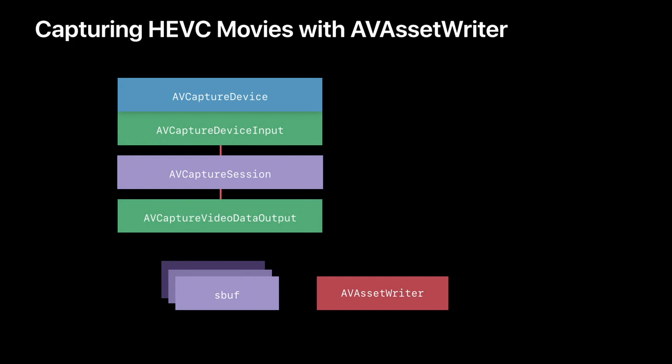Now let's go over the most customizable capture graph, and that's with AV Capture video data output and AV Asset Writer. So you use this if you want to modify the sample buffers in some way. So you might be performing some cool filtering operation.